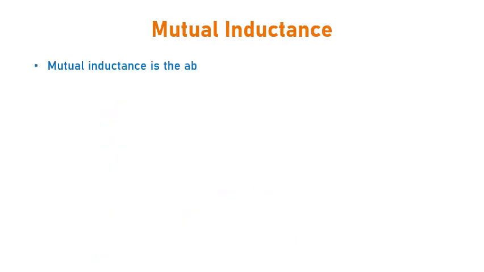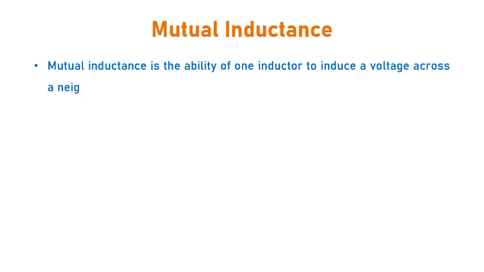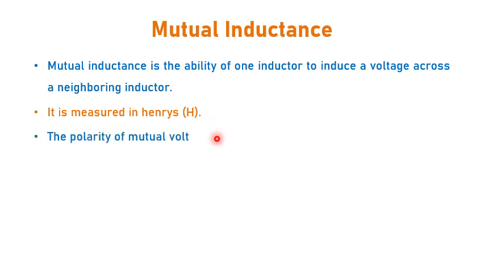Now let us see the definition for mutual inductance. It is the ability of one inductor to induce a voltage across the neighboring inductor. So when you have two coils coupled together, the flux produced by one coil will be linking with the nearby coil, and hence there is a voltage induced. So this ability is called mutual inductance. So it is also measured in henries.